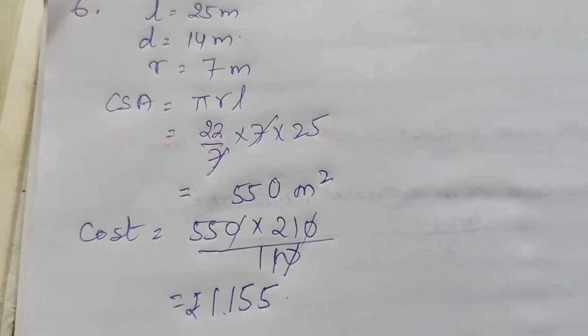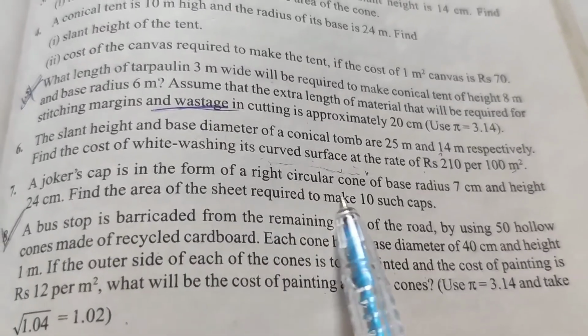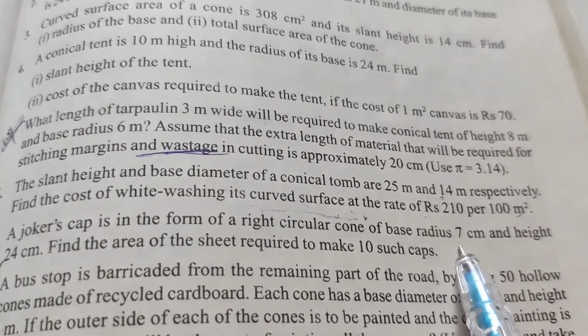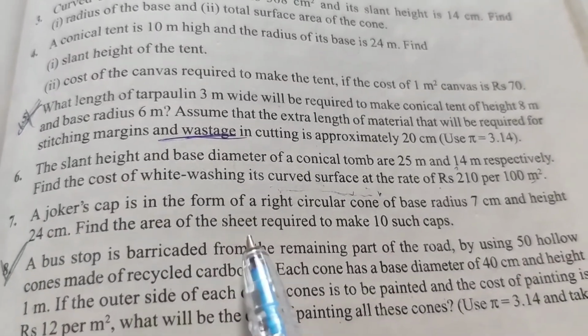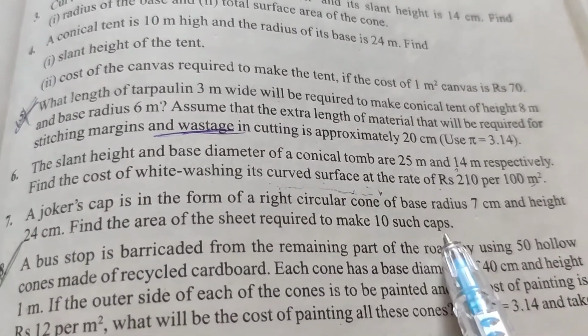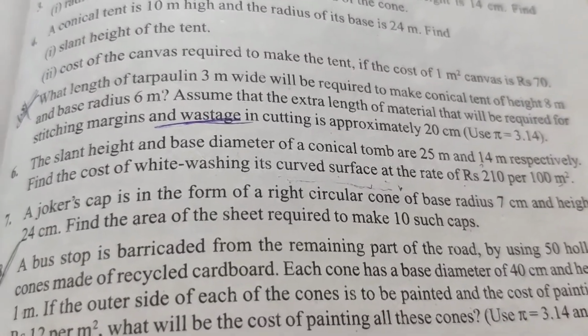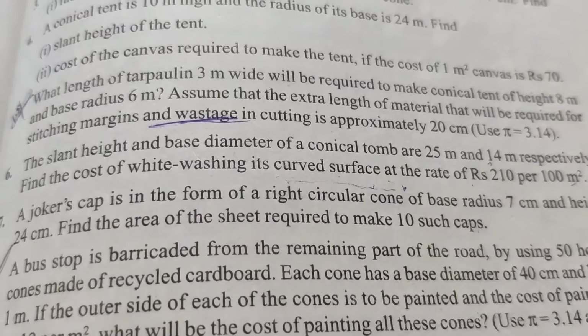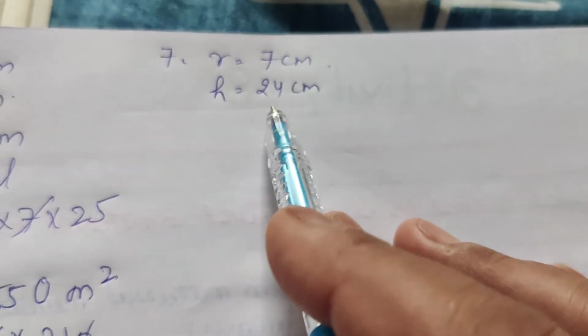Next question. Question number 7. A joker's cap is in the form of right circular cone of base radius 7 cm and height 24 cm. Find the area of the sheet required to make 10 such caps. So for making caps we have to find the curved surface area of cone. Radius 7 cm, height is 24.